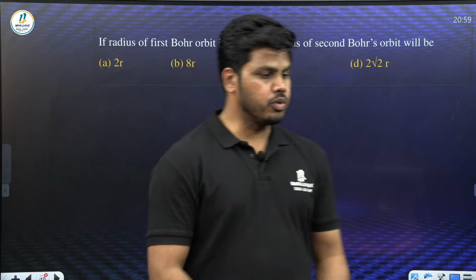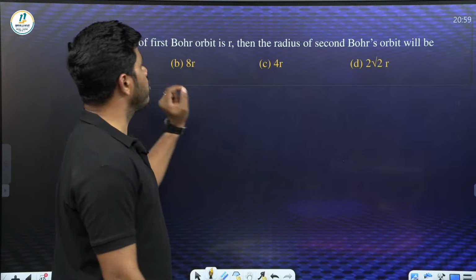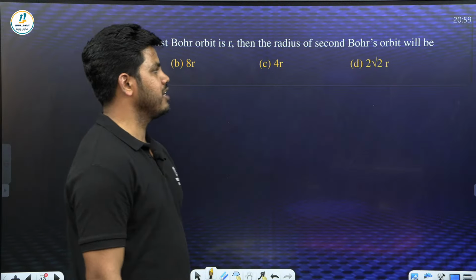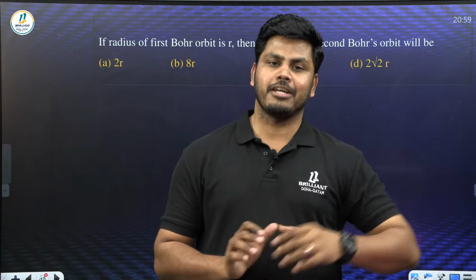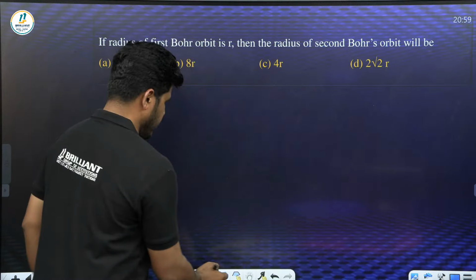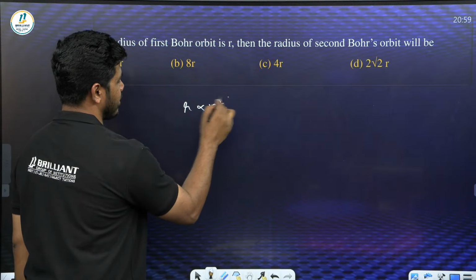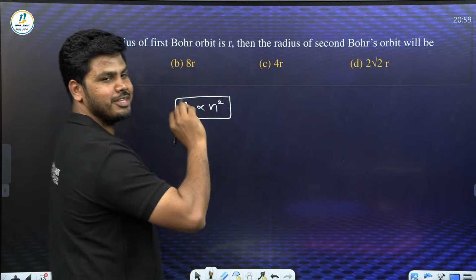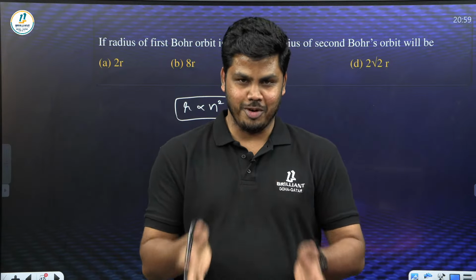Okay. Question number 2 from atoms. If the radius of the first Bohr orbit is r, then the radius of the second Bohr orbit will be. See, when we get these kinds of questions, that is very easy. We can solve it simply because we know the relation r is directly proportional to n square. Whenever you read this question, this relation will come to your mind, right? And we will be so confident we know how to solve it.